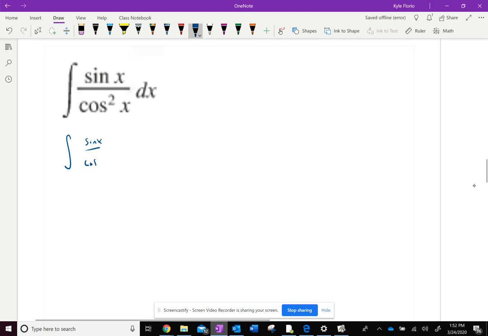Cosine squared x is just cosine times cosine. So let's just rewrite it like that. Sine over cosine we know is tangent, and 1 over cosine is secant. Now that feels like it's not helpful, but I think tangent x times secant x, the antiderivative of that is in our chart.